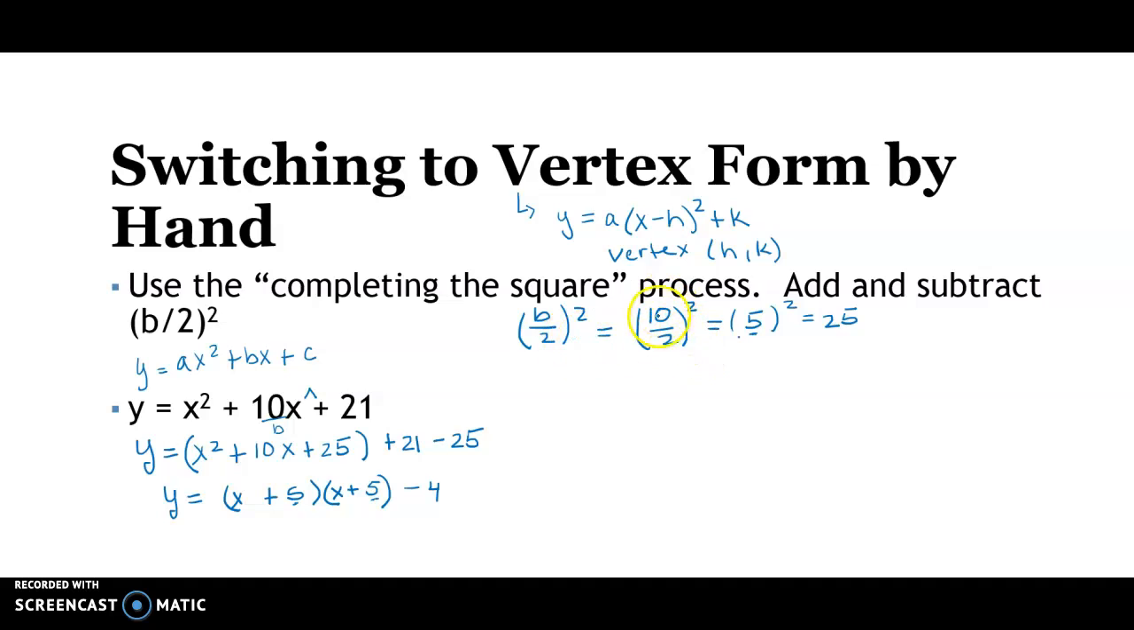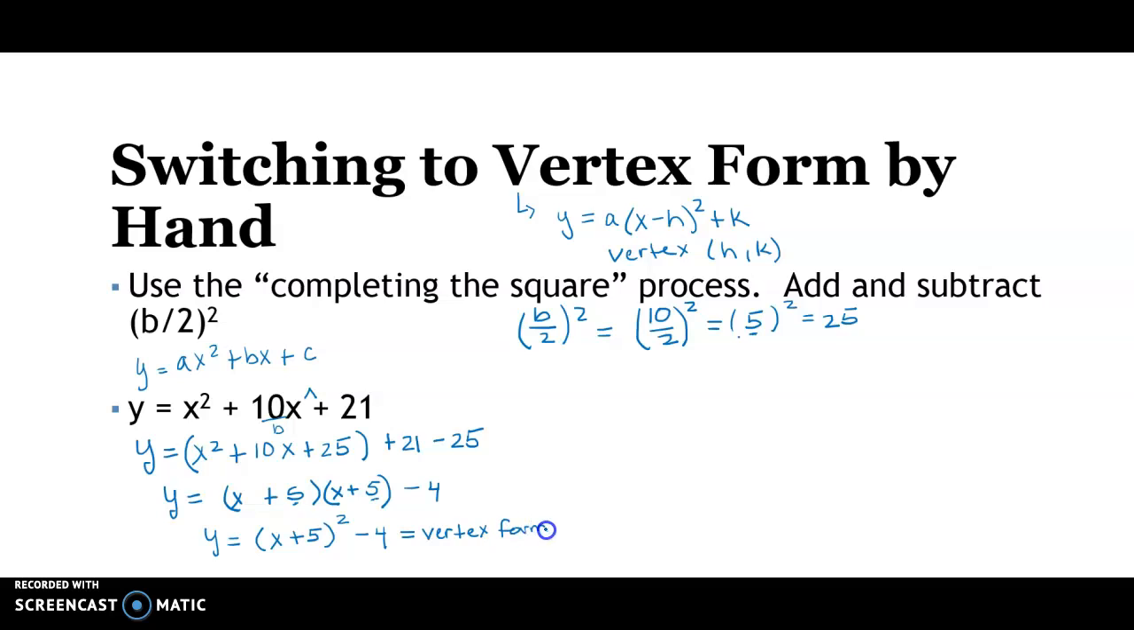So as you go through this process, this number inside the parentheses is the number you're going to factor with. And that's helpful if you're one of those people where factoring's not your strong suit. These two match, matching factors. And so I will rewrite this, (x plus 5) quantity squared, minus 4. And this is vertex form. And that's what I was aiming to do.